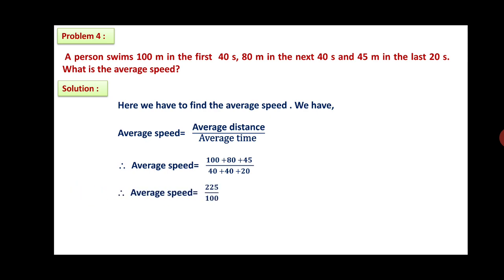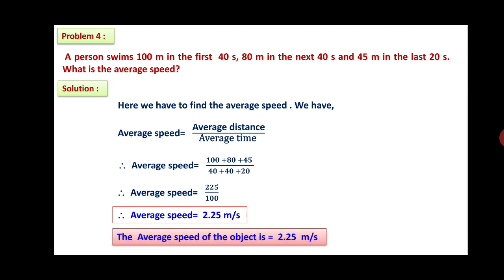So the addition of the numerator is 225 and the denominator is 100. Therefore average speed will be 2.25 meter per second. So the average speed of that object is 2.25 meter per second. Now we'll continue with the next problem.